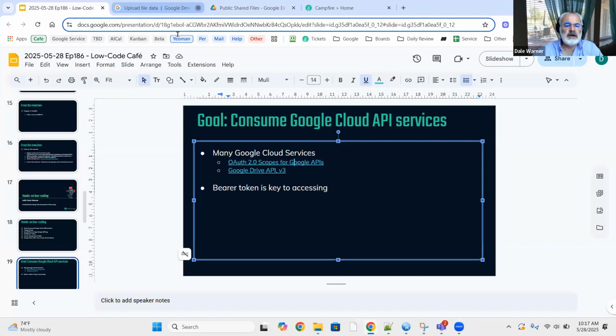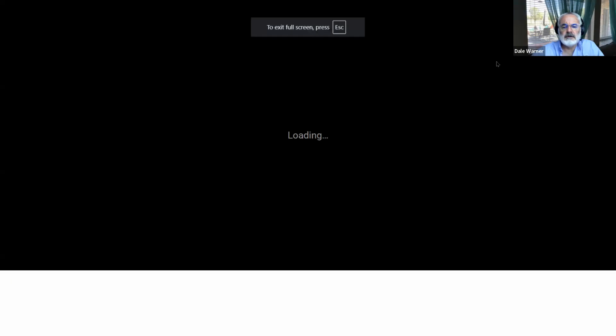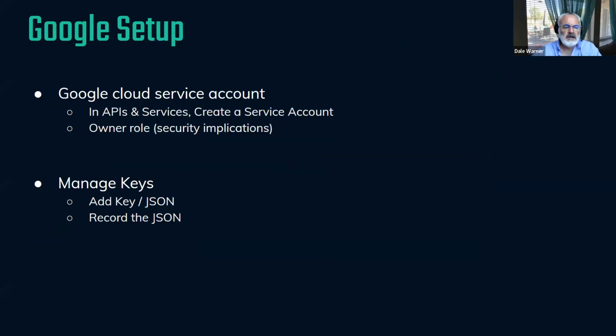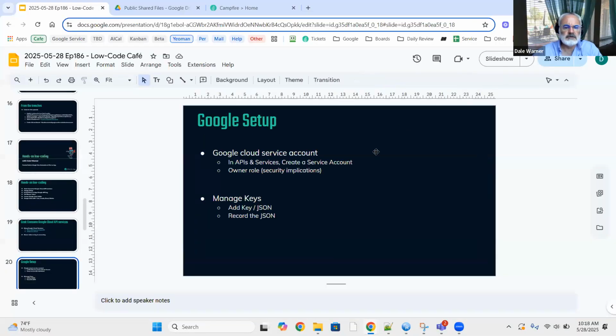I'm going to close that out and move back. So to all of that, having a bearer token is the key to accessing all those services. That's really the main thing that we want to get started with first. In order to do that, we need to do some setup in Google Cloud, in our Google Cloud Service account.